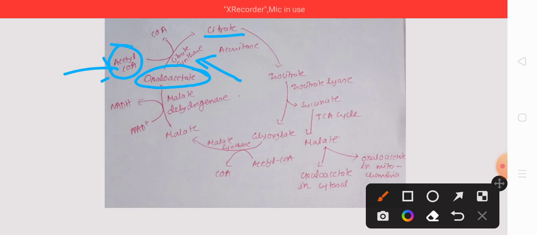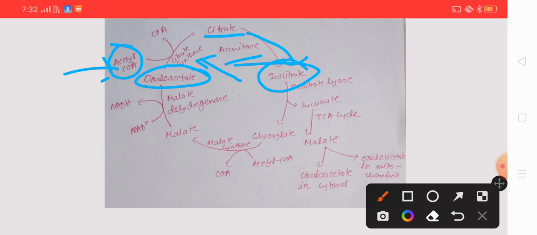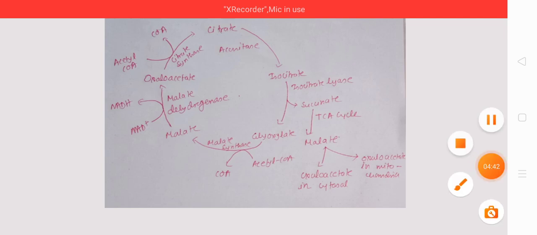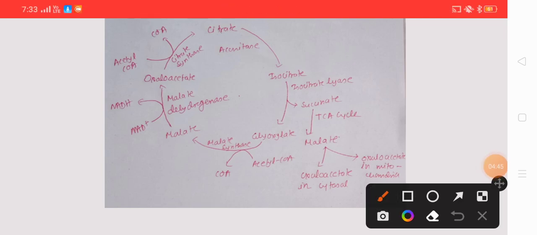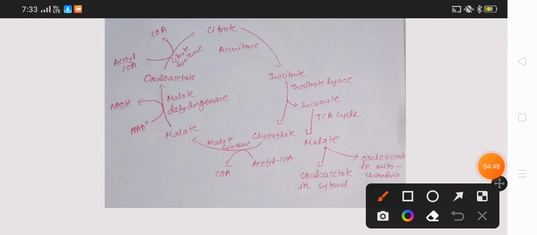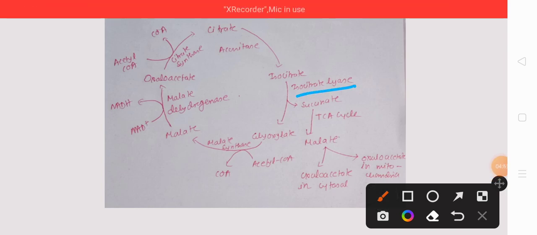Now, as we have studied in the TCA cycle, the same thing happens here, that is, isomerization of citrate in the presence of the enzyme aconitase, which gives us isocitrate. Now the next step is different from the TCA cycle, because in the TCA cycle there was a decarboxylation reaction after that. But here, after the isomerization of citrate, isocitrate lyase takes part and cleaves isocitrate into succinate and glyoxylate.